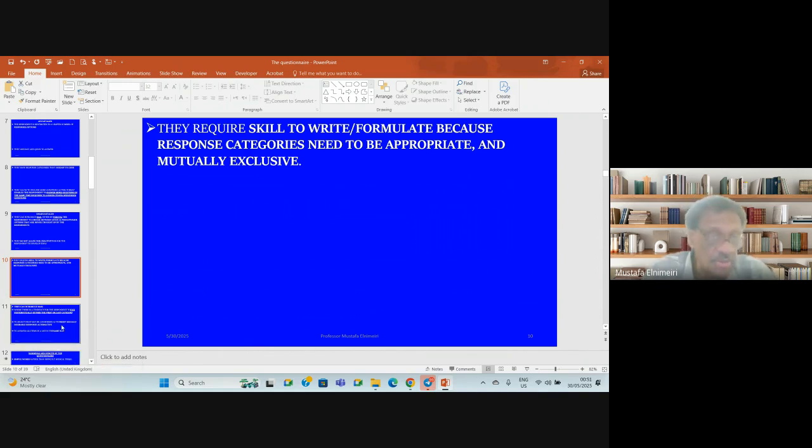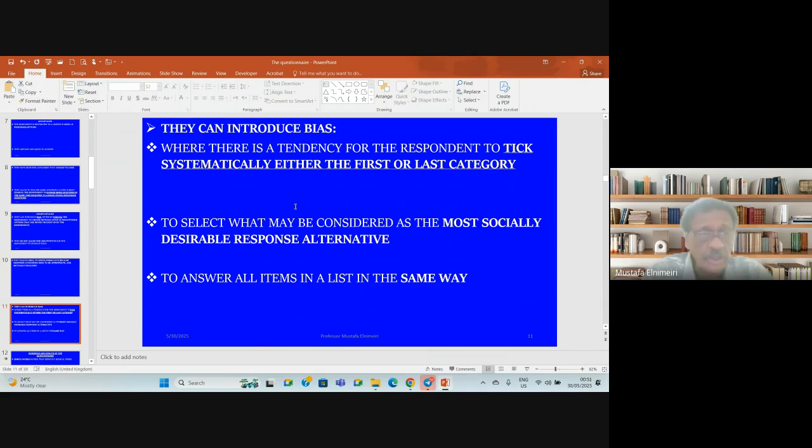They can introduce bias also where there is a tendency for the respondent to tick systematically either the first or last option, and also to select what may be considered the most socially desirable response alternative. So people will always look for which of the options is socially acceptable, and they take it. And also to answer all items in a list in the same way.